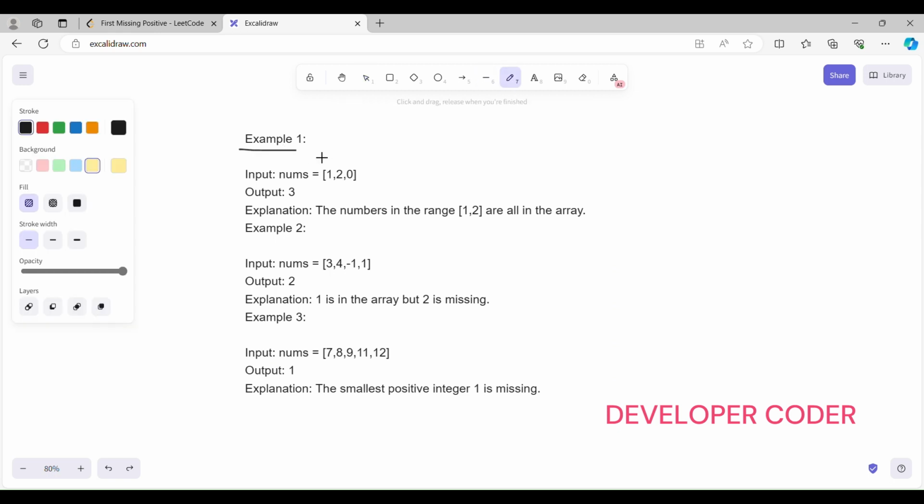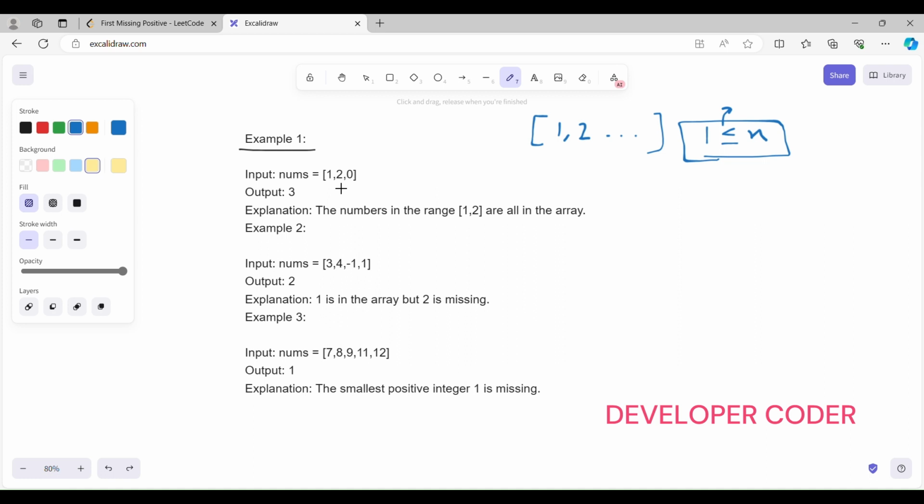So this is example one, and in this example, the nums array is given to us, and these are the elements: 1, 2, 0. Okay, so we have to find the smallest positive integer, and I hope you know that the smallest positive integers start from 1, 2 and so on, right? So this is what we need to find, and these positive integers are always greater than 0 and within the range related to n. Okay, this is the range given to us for the positive integers that we need to find.